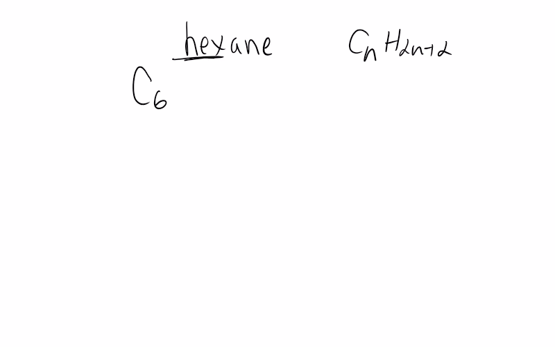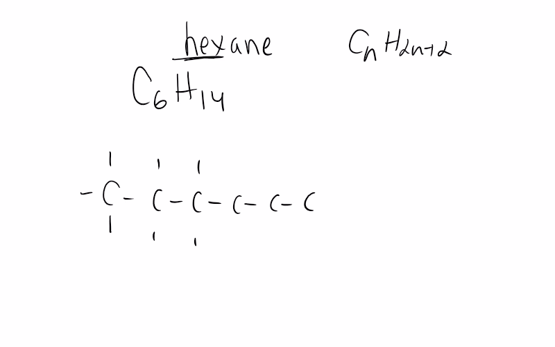Let's do one more practice. Let's go with hexane. Hexane has 6 carbons because of hex. Ane tells us to use our formula 2n plus 2. So 6 times 2 is 12 plus 2 is 14. Going to connect them all with single bonds because of ane, and we're going to satisfy the octet rule of all of them. So what we see here is a little shorthand.